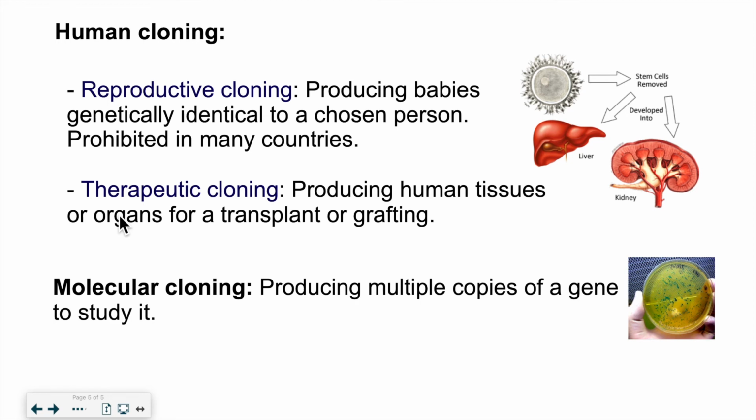When we talk about human cloning, it could be an entire individual, or it could be some tissues or organs that we would try and grow, so to speak, in order to use that for transplants. So some countries have banned all of it. Some countries have only banned the human being part, so making a baby, for example, that is banned, but they will allow therapeutic cloning. So reproductive cloning is producing babies that are genetically identical to a chosen person. As I said here, it's prohibited in many countries. Some countries have not legislated on that, so there are no laws.